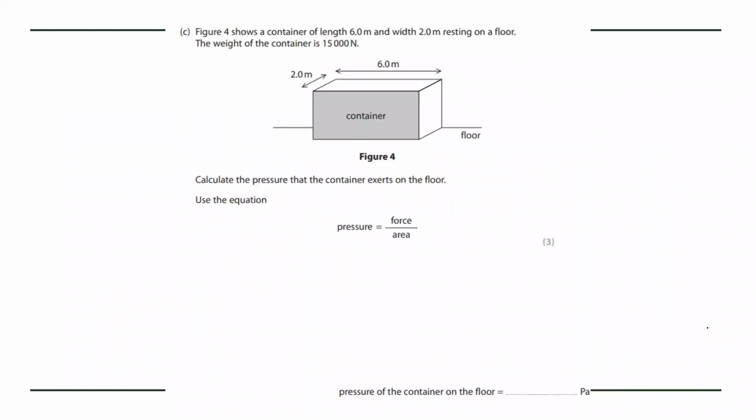Figure 4 shows a container of length 6 metres, width 2 metres, resting on the floor. The weight of the container is 15,000 newtons. Calculate the pressure that the container exerts on the floor. So we've just got to substitute some numbers into an equation here. Pressure is force divided by area. So force, 15,000 newtons. The only thing we've got to do, it's 3 marks, is work out the area. So the area is just a rectangle, so it's just 2 metres by 6 metres. I'll put that in a bracket.